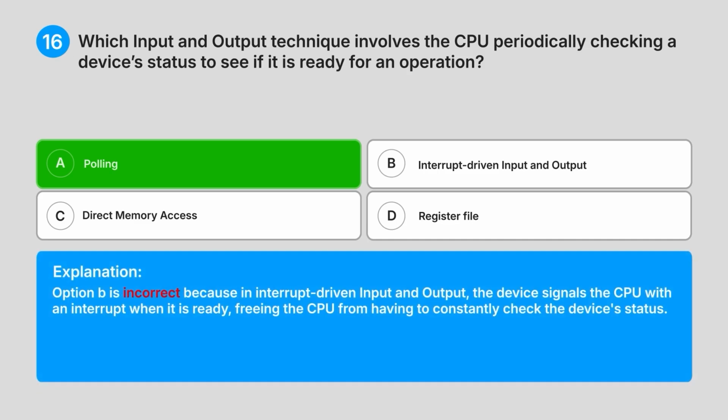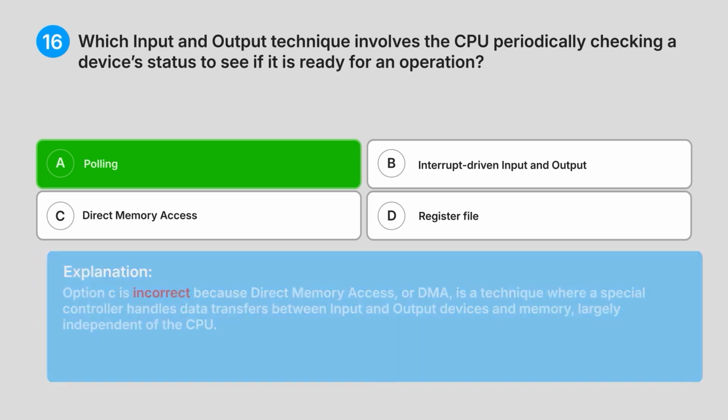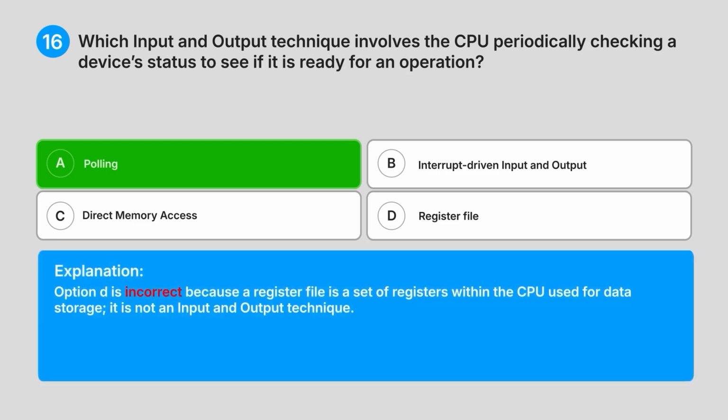Option B is incorrect because in interrupt-driven input and output, the device signals the CPU with an interrupt when it is ready, freeing the CPU from having to constantly check the device's status. Option C is incorrect because direct memory access, or DMA, is a technique where a special controller handles data transfers between input and output devices and memory, largely independent of the CPU. Option D is incorrect because a register file is a set of registers within the CPU used for data storage. It is not an input and output technique.